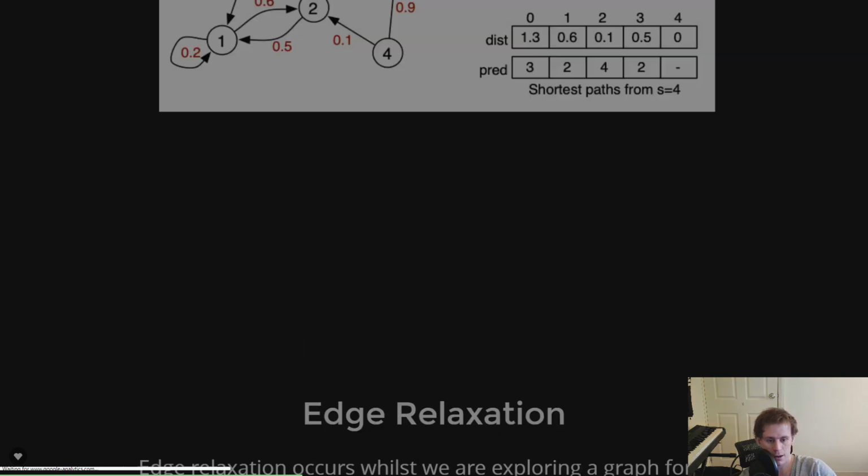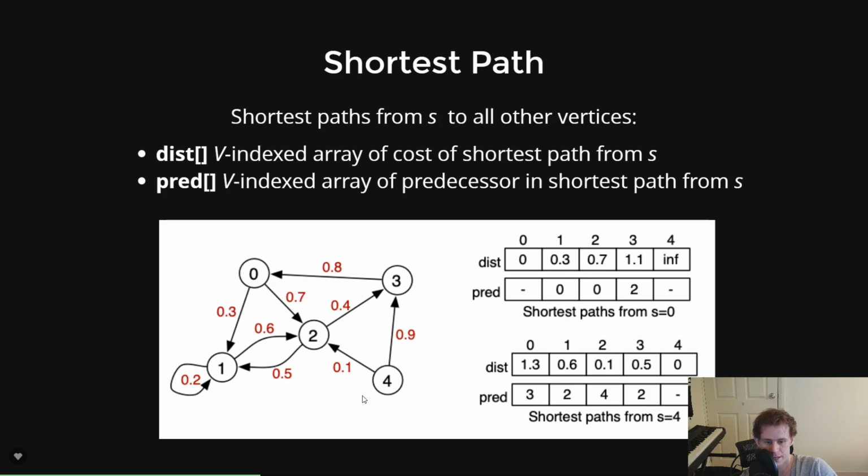Now, this is really obvious here. Say I'm trying to find the shortest path from 4 to everywhere else in the graph. Let's say that 4 looks at 2 and it looks at 3. It thinks at this point in time, in exploring, that the shortest path from 4 to 3 is 0.9. But as we keep exploring, as we explore 2, we'll find that the shortest path from 4 to 3 is actually 0.5. It's via 2.